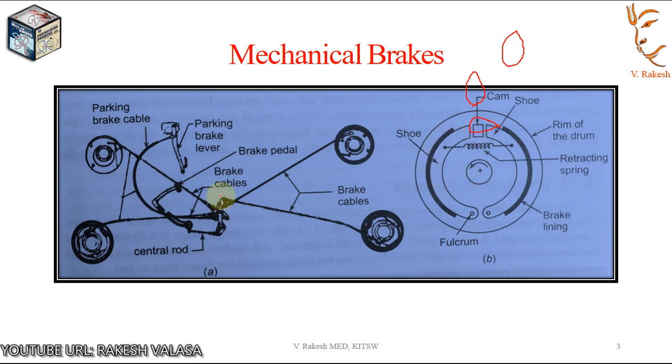The mechanical brakes are used as parking brake on cars. The parking brake is generally applied through a hand operated lever placed to the left of the driver. The parking brake is applied by pulling the parking brake lever. This is the brief discussion about mechanical brakes.